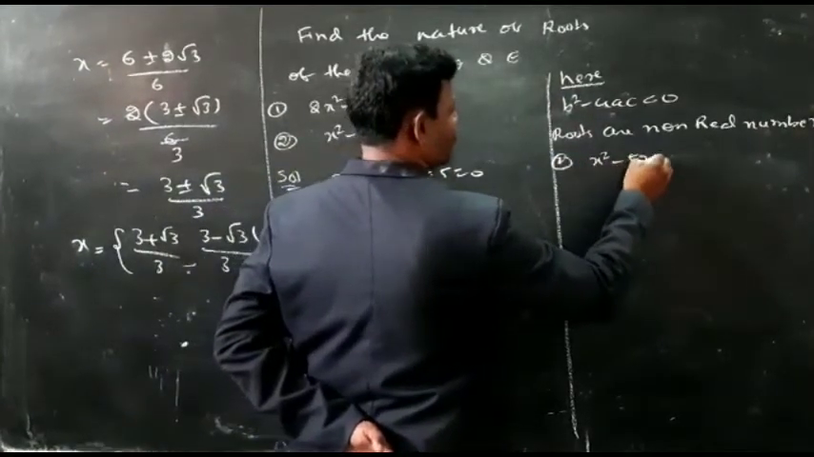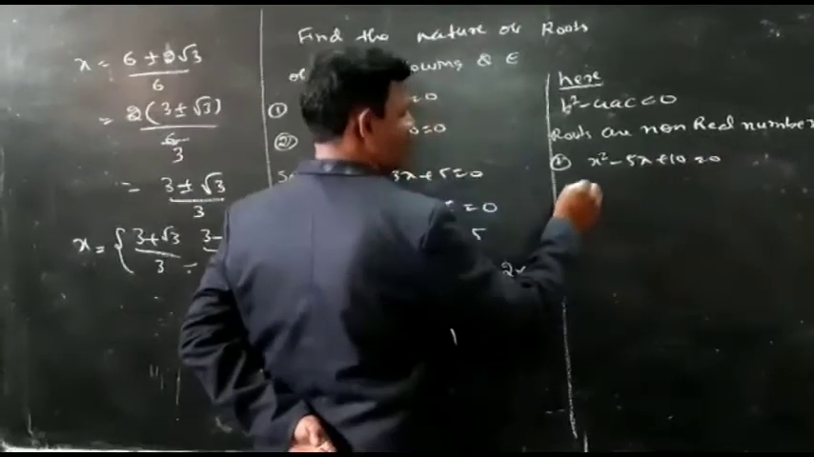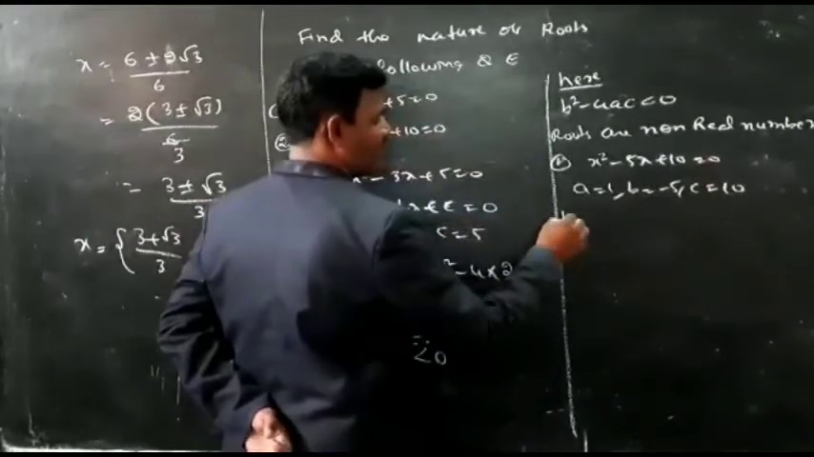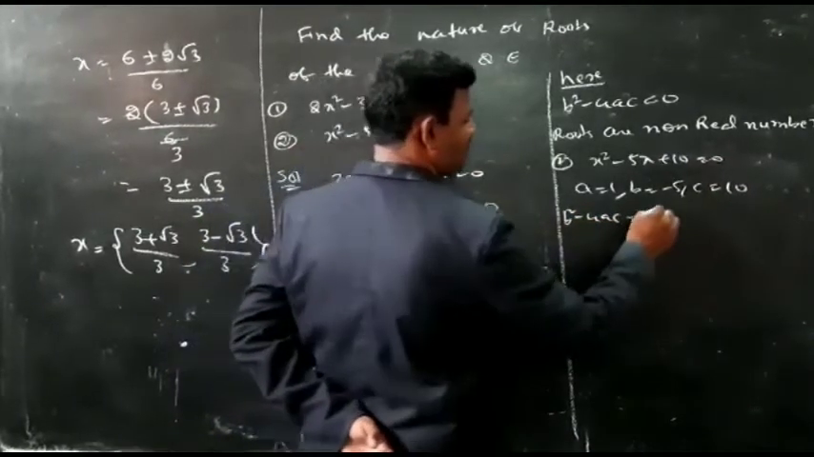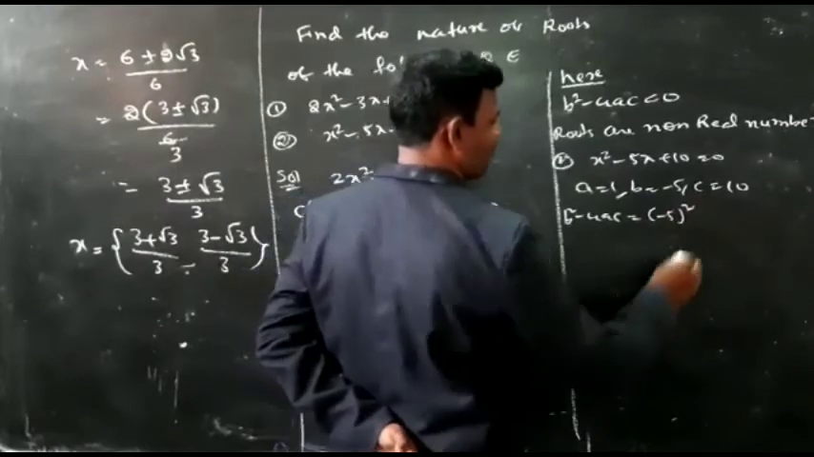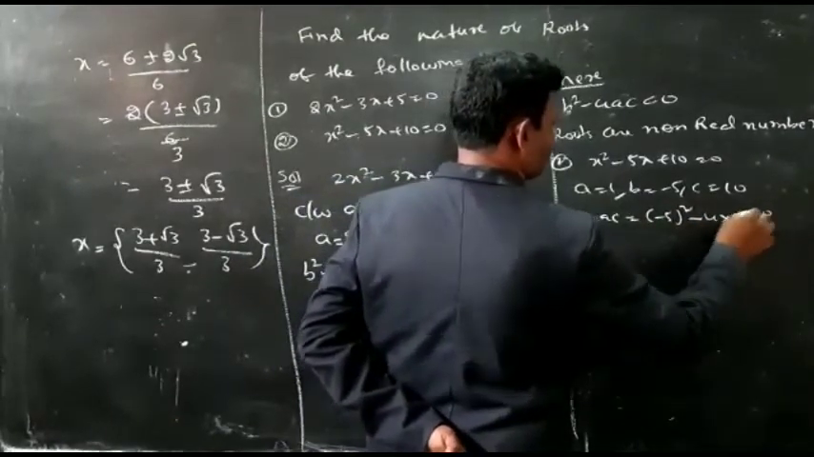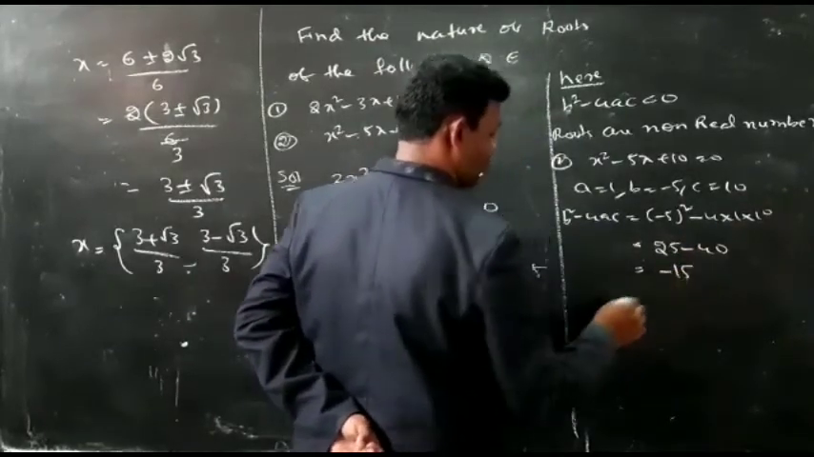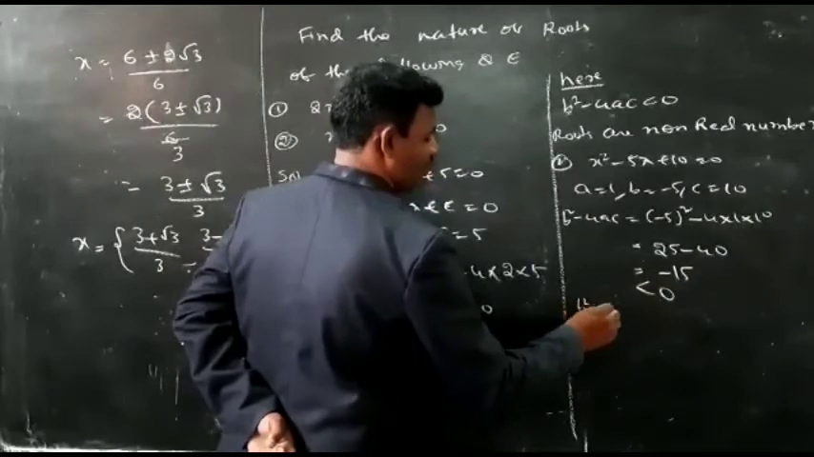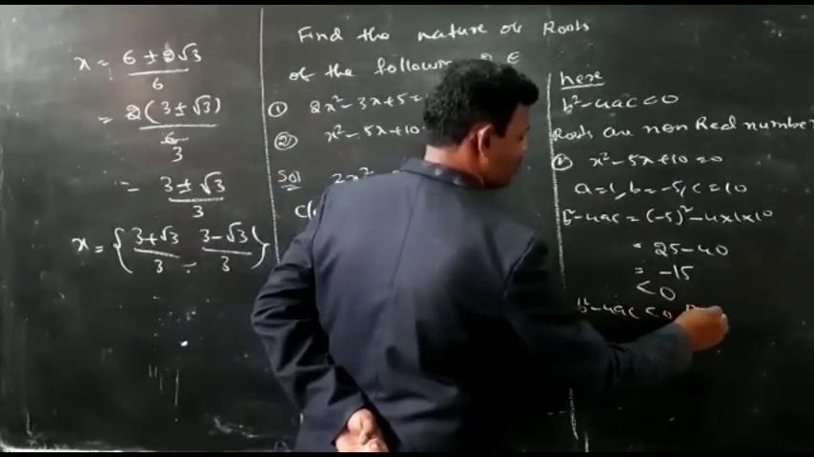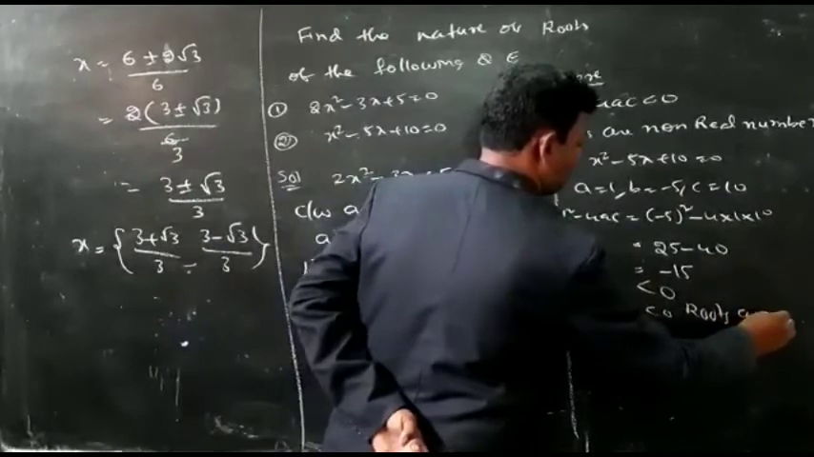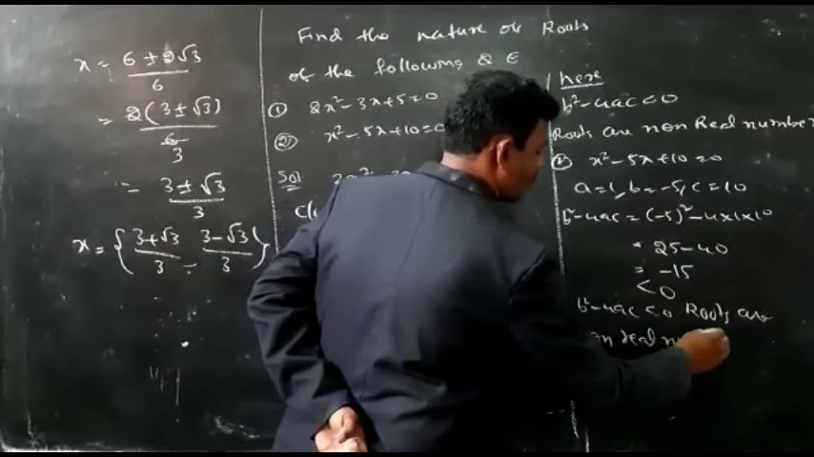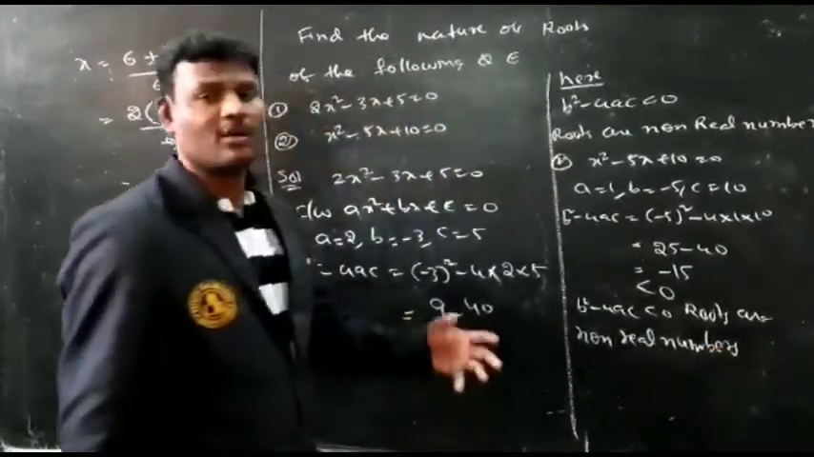x square minus 5x plus 10 is equal to 0. a is equal to 1, b is equal to minus 5 and c is equal to 10. b square minus 4ac is equal to minus 5 whole square minus 4 into 1 into 10, is equal to 25 minus 40, is equal to minus 15. Here also less than 0. b square minus 4ac is less than 0. Roots are non-real numbers.